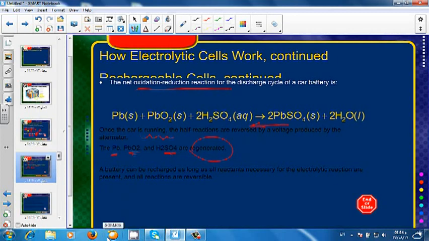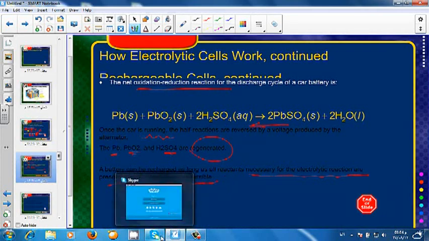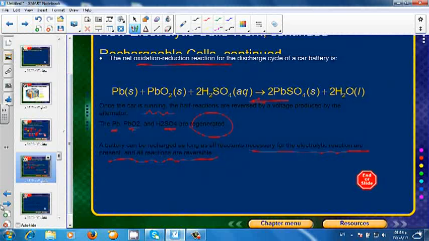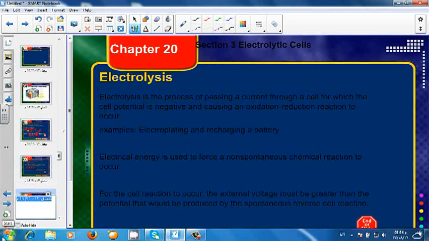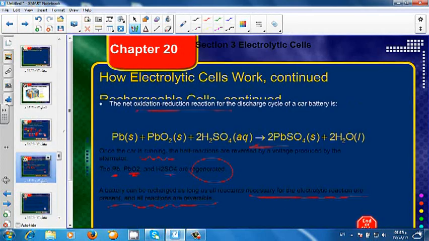A battery can be recharged as long as all reactants necessary for the electrolytic reaction are present and all reactions are reversible. So once I provide chemicals that are able to achieve the reverse reaction, my battery fits the use as a rechargeable cell or rechargeable battery. The end of section 3 is the rechargeable cells, and by this way we're done completely with chapter 20.